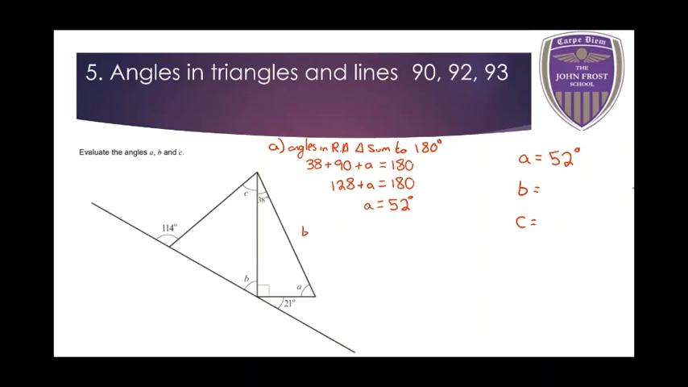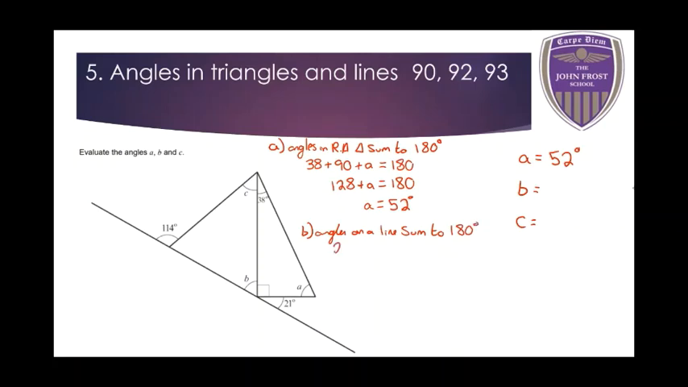Okay. So next we've got part B. Now what have we got for B? We've got a straight line. Okay. So for B, angles on a line sum to 180 degrees again. So all angles on a line add up to 180 degrees again.